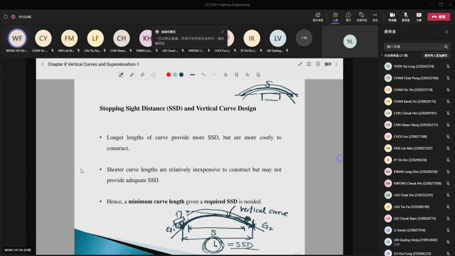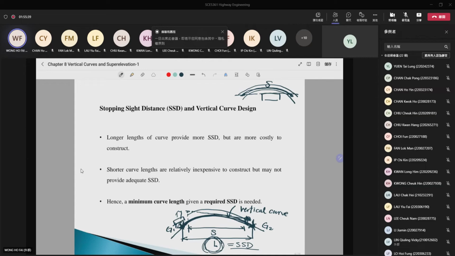accidents. If the length of the vertical curve is too short, then once you see something ahead, say for example, you need 50 meters to stop your vehicle, but the length of your vertical curve is just 40 meters, then you will hit something ahead. You know why? Because the stopping sight distance, as I mentioned again, involves the reaction time, and then it involves the braking distance. This is the stopping sight distance.